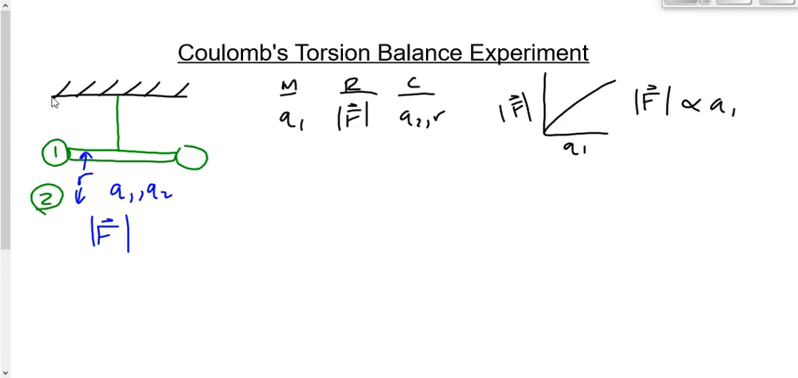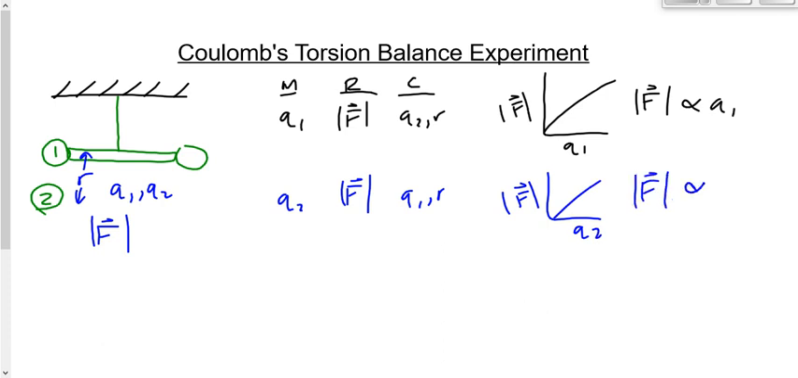Next, he manipulates the value of Q2, sees how F responds to that. What does he got to keep constant this time? Q1 and R. He plots a graph of that data and gets, once again, a linear relationship. So F is related directly this time to Q2.